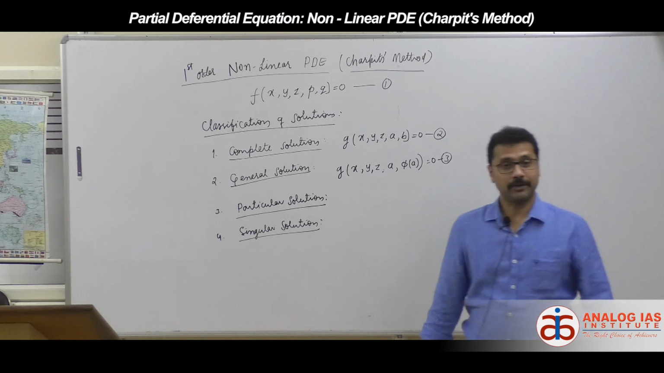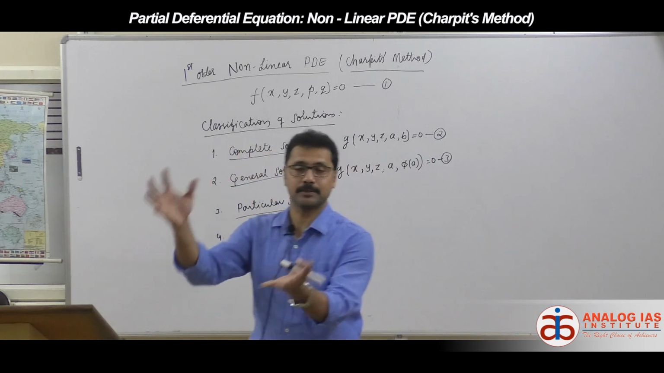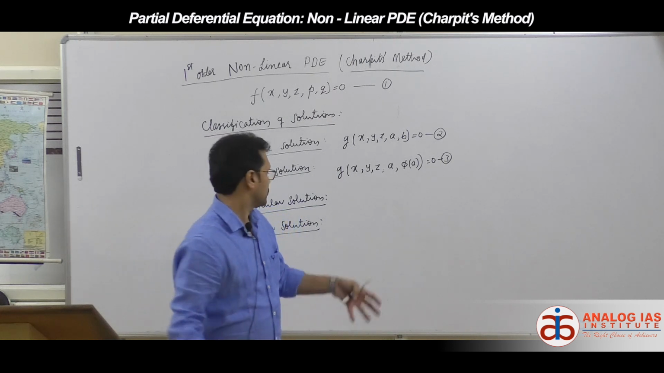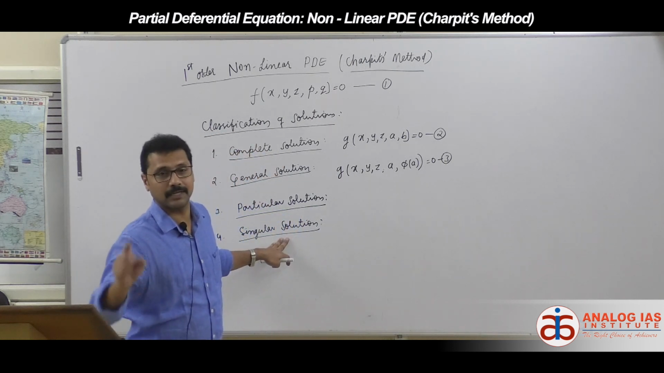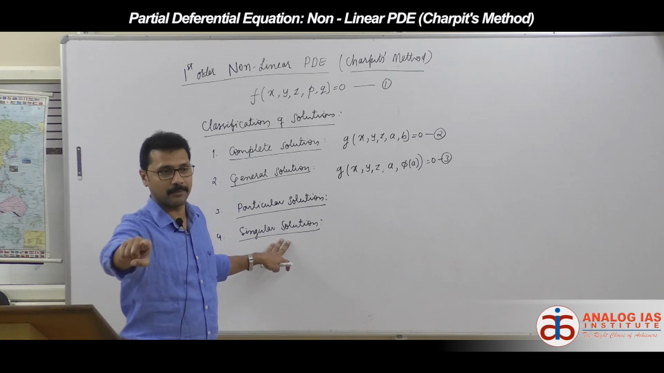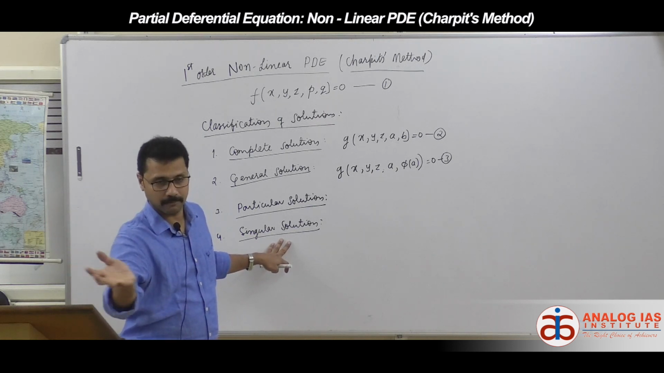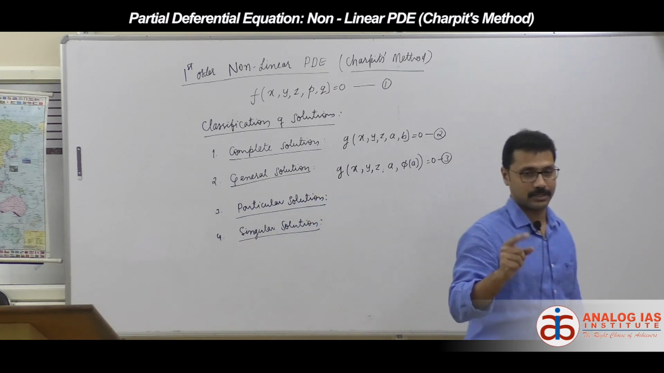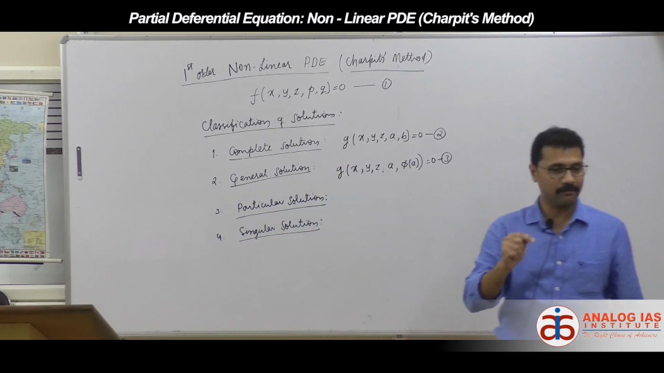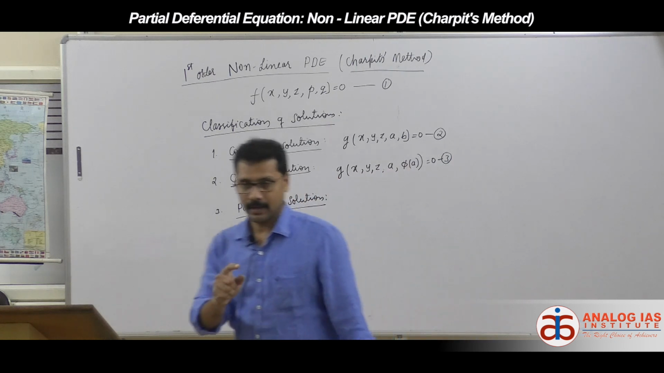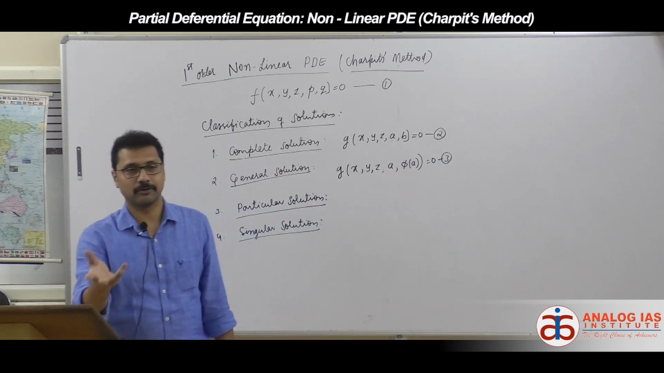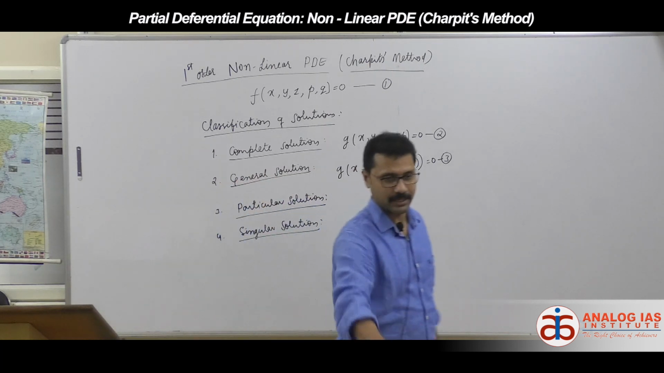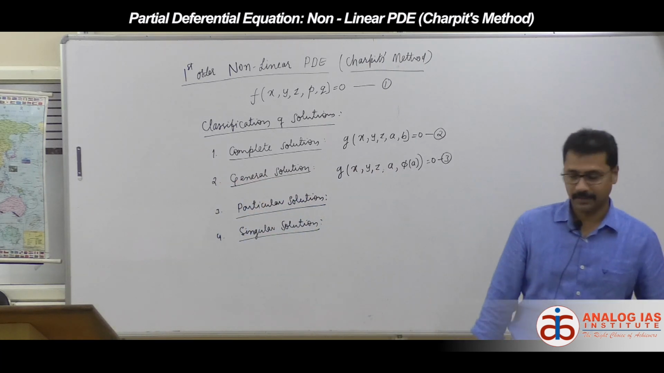Now, for that family, the sphere becomes the singular solution. Sphere again is a three-dimensional object. So when I compute the singular solution for that family of tangent planes, what I am going to get is the sphere. And the sphere is that object which touches every member of the family, every tangent plane, right? And the sphere in fact does not contain any arbitrary constants because x square plus y square plus z square equals some constant I will get, right?